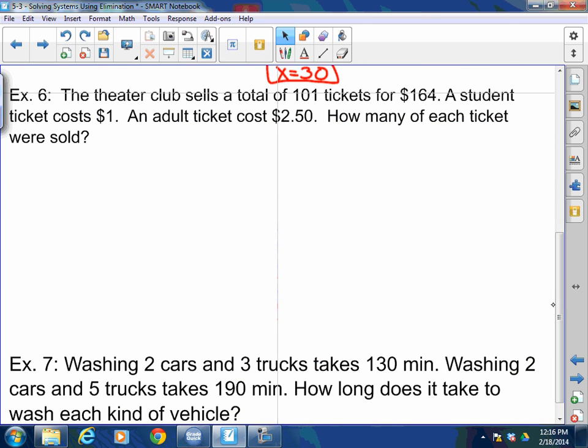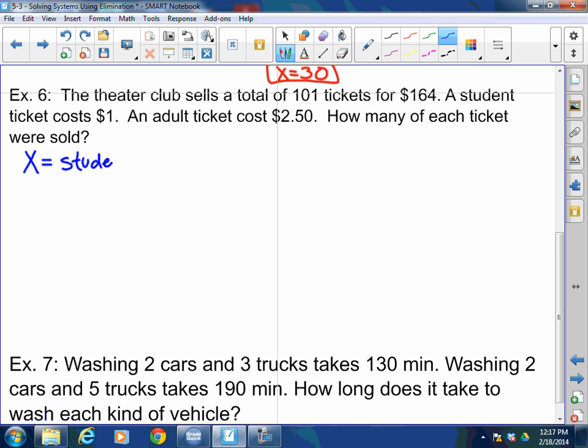The theater club sells a total of 101 tickets for $164. A student ticket costs $1, an adult ticket costs $2.50. How many of each ticket were sold? Label, label, label, label, label. Who do you want x to be? Students. Yeah, the number of students. What do you want y to be? The number of adults. Very good.